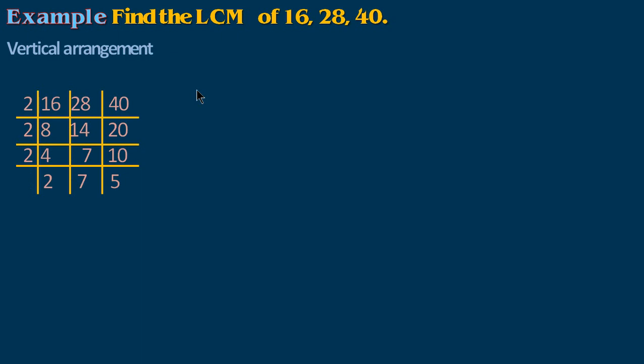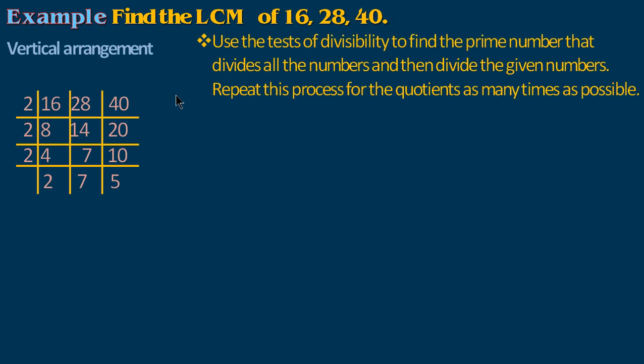As we have studied HCF by horizontal and vertical arrangement, now we will study LCM by vertical arrangement. It is exactly same like the HCF, but for LCM we have to use the uncommon numbers also. The rules are written on the page. I will just explain to you how the sums are done.